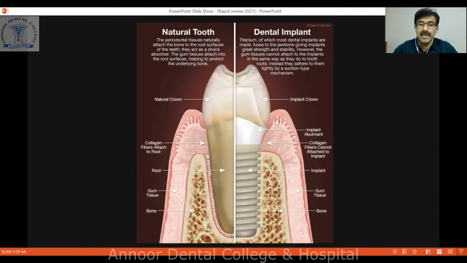But the difference in relation to an implant is that you have a long peri-implant sulcus. And when you look at the orientation of the fibers, they are not oriented perpendicular or attached to the implant surface, but are arranged parallel to the long axis of the implant. So whenever inflammation occurs here, because of this loose connective tissue, it spreads very rapidly to the underlying bone. That is the basic structure you have to understand before we venture further into peri-implant diseases.